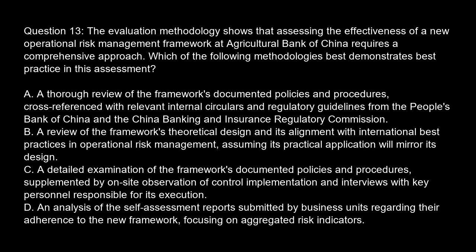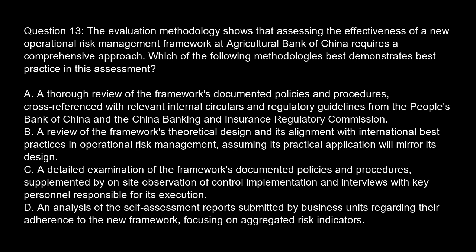Option A. A thorough review of the framework's documented policies and procedures, cross-referenced with relevant internal circulars and regulatory guidelines from the People's Bank of China and the China Banking and Insurance Regulatory Commission. Option B. A review of the framework's theoretical design and its alignment with international best practices in operational risk management, assuming its practical application will mirror its design.